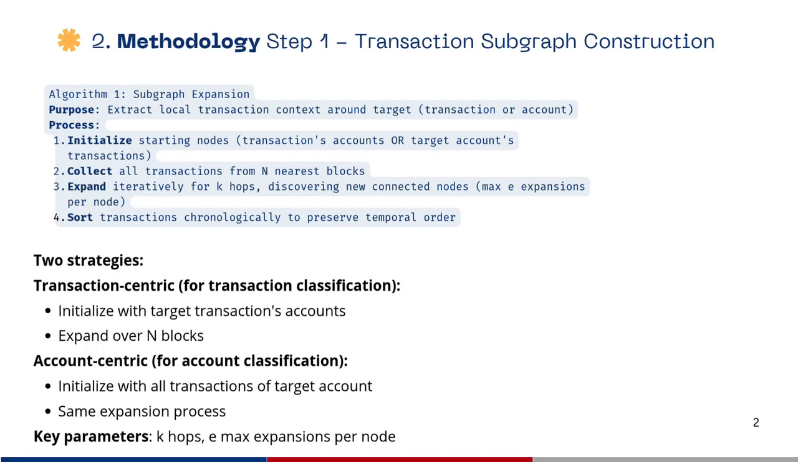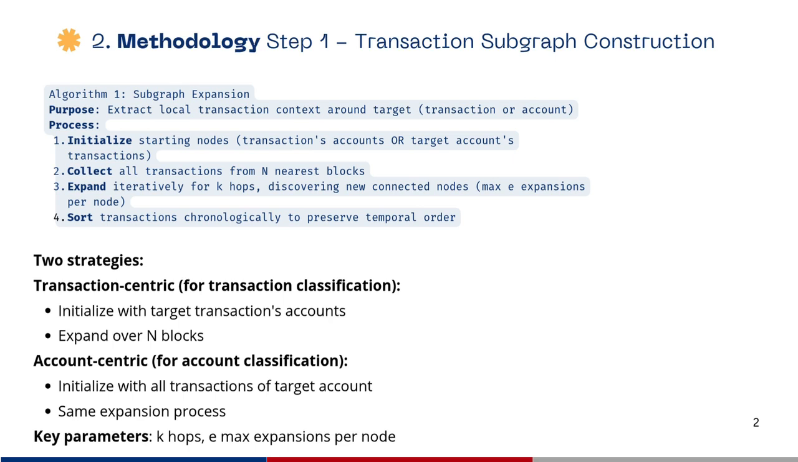Now let's see the first step, which is transaction graph subgraph construction. The algorithm for the subgraph construction is, first, initializing the starting node, which could be around the target transaction or target account. The second step is to collect all transactions from the n nearest blocks. The n here is set to 200. And then the third step, it expands iteratively for k hops. And lastly, it sorts transactions chronologically to preserve temporal order.